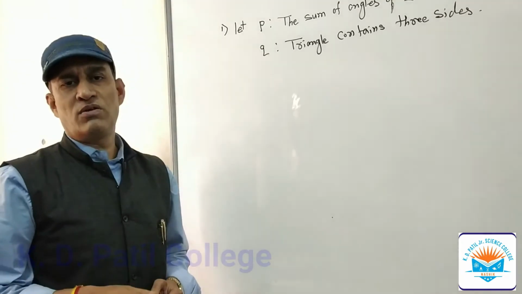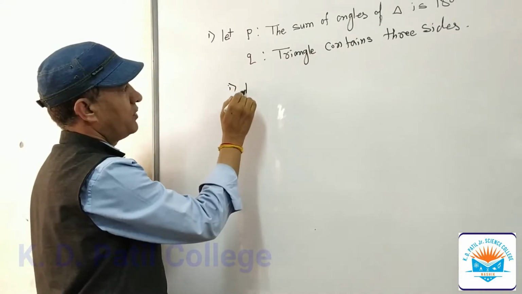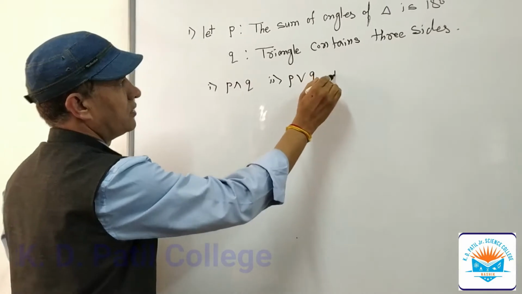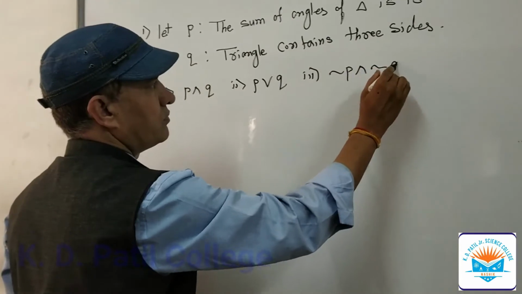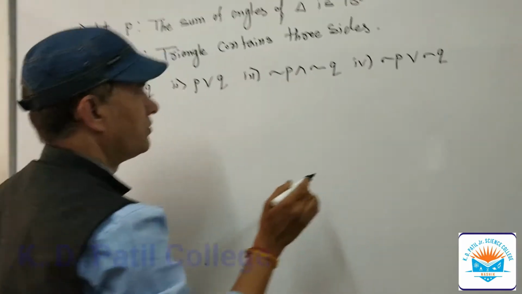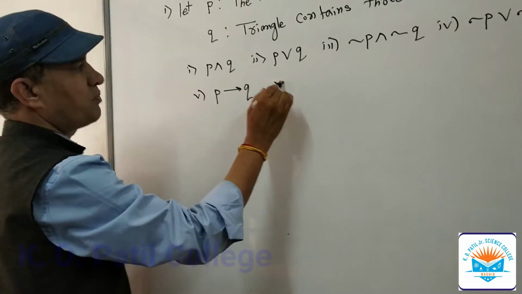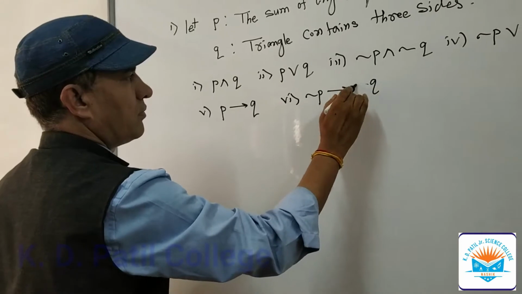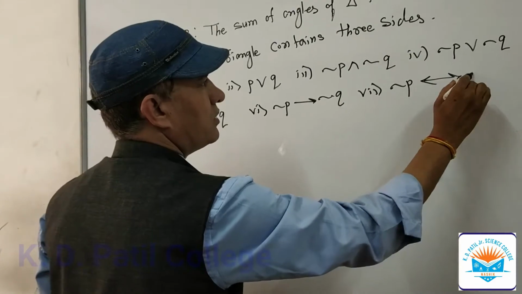Then how to write in different symbolic form as well as in verbal form. The first part: P conjunction Q. Second part: P disjunction Q. Third part: negation P, conjunction negation Q. Fourth part: negation P, disjunction negation Q. Fifth part: P conditional Q. Sixth part: negation P, conditional negation Q. Seventh part: negation P, biconditional negation Q.